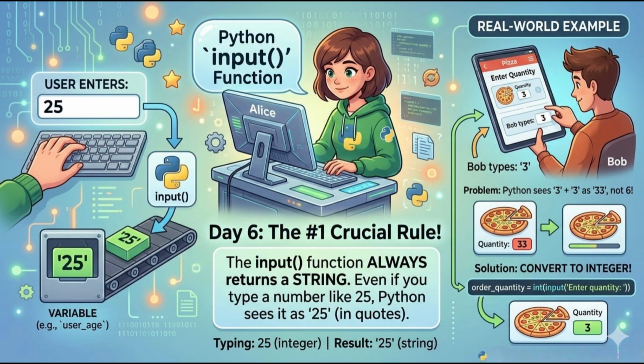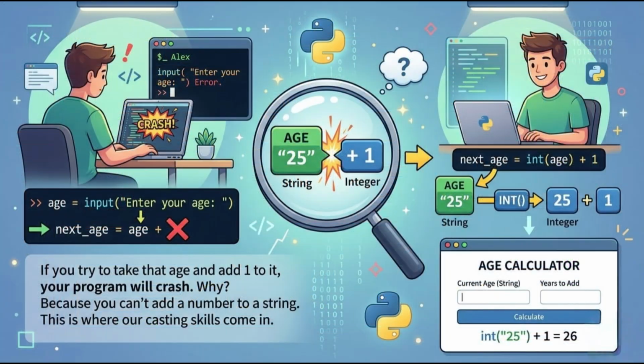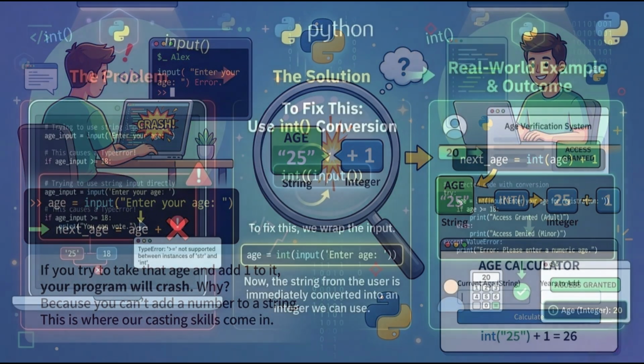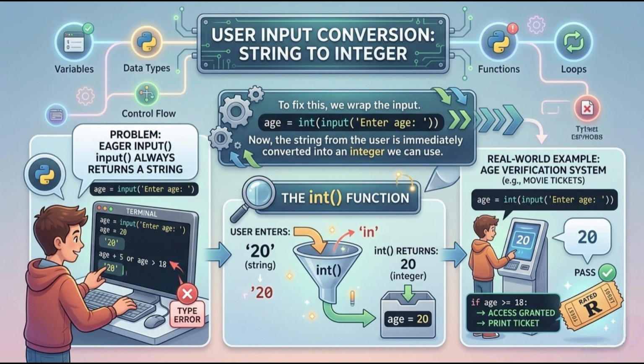Here is the most important rule of day 6: the input function always returns a string. Even if the user types 25, Python sees it as "25" in quotes. If you try to take that age and add 1 to it, your program will crash. Why? Because you can't add a number to a string. This is where our casting skills come in. To fix this, we wrap the input: age equals int(input("enter age")). Now, the string from the user is immediately converted into an integer we can use.